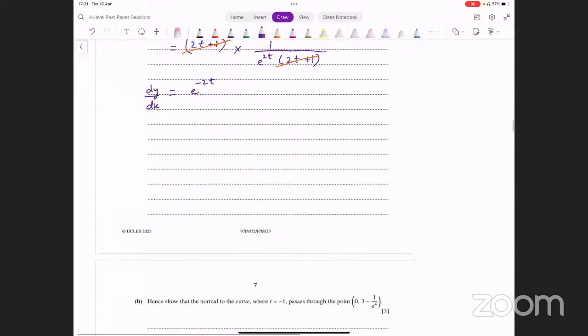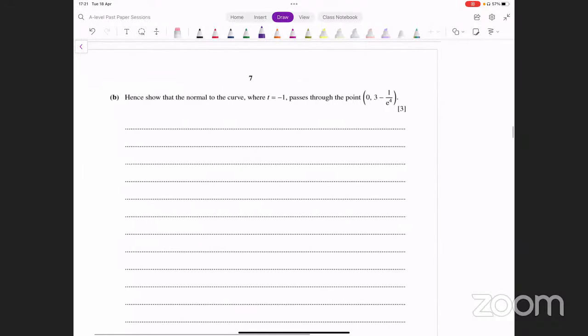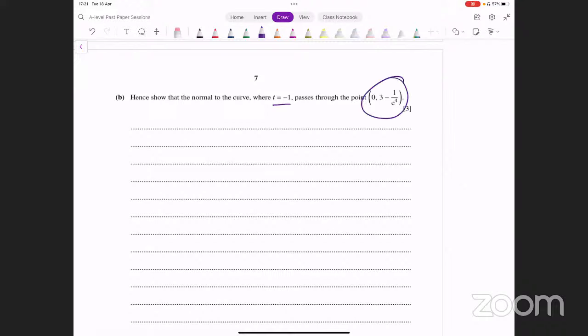Let's have a look at the next part. The next part says, hence show that the normal to the curve where t equals minus 1 passes through the point 0 and 3 minus 1 over e raised to power 4. Okay, now that's interesting. You already have dy over dx. Let me write that here. dy over dx turned out to be e raised to power minus 2t.